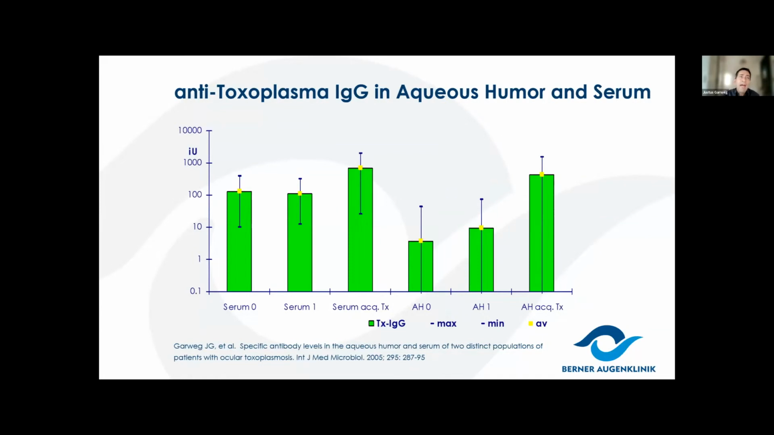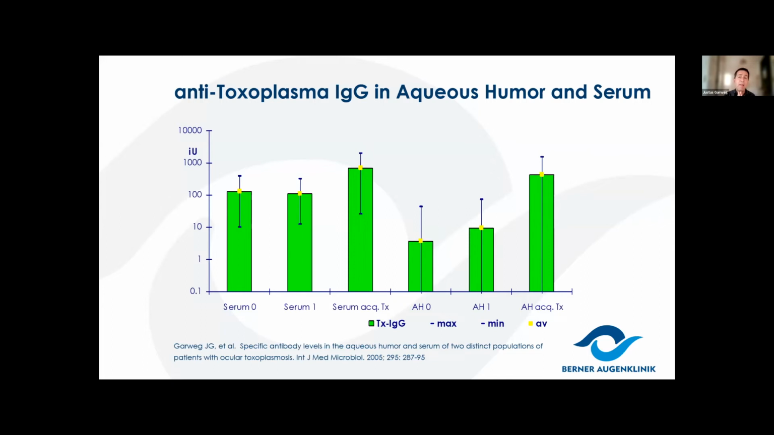Why could we miss a diagnosis? Why could it be that the aqueous humor or serum antibodies are negative? If you look at a study that we did some years ago, you see the serum at sampling and the serum six weeks later have the same levels. That means there's no change in antibody titers in serum in the majority of your ocular toxoplasmosis cases. But if you do an aqueous humor test at diagnosis and six weeks later, then you see a clear increase in the local immune response.